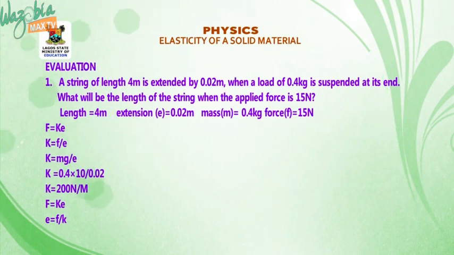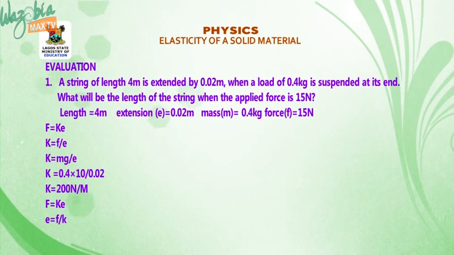One, a spring of length 4 meter is extended by 0.02 meter when a load of 0.4 kilogram is suspended at its end. What would be the length of the spring when the force applied is 15 Newton? Length is 4 meter, extension is 0.02 meter, mass is 0.4 kilogram, and force is 15 Newton.